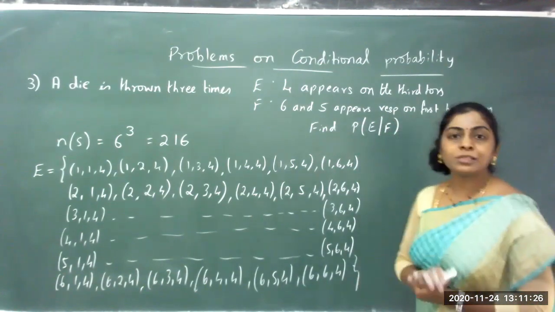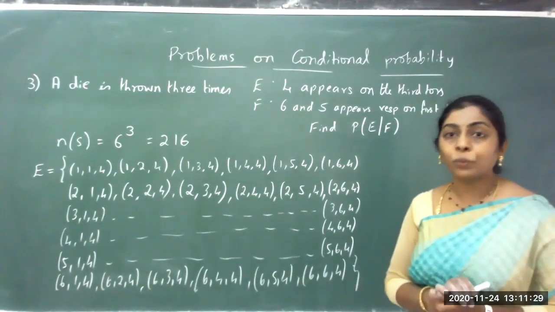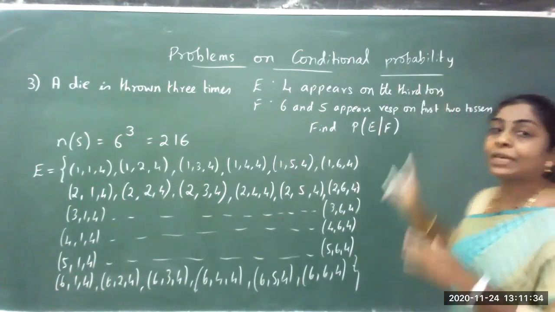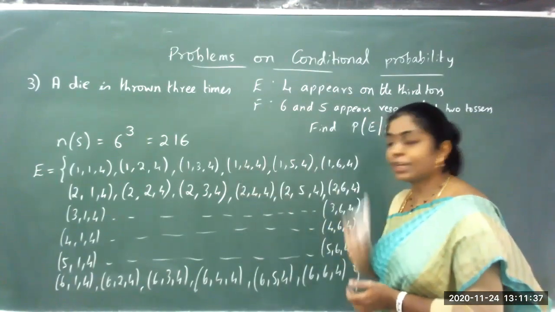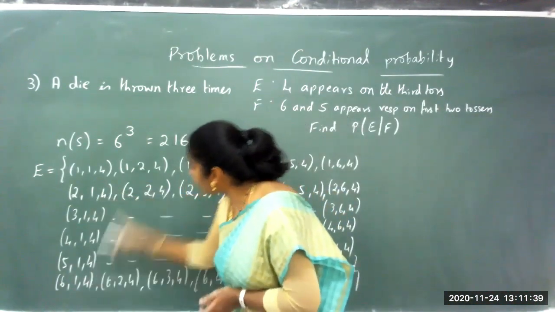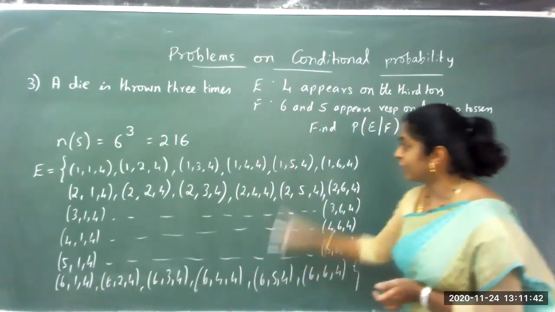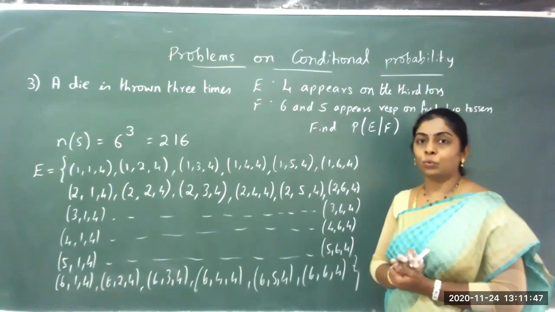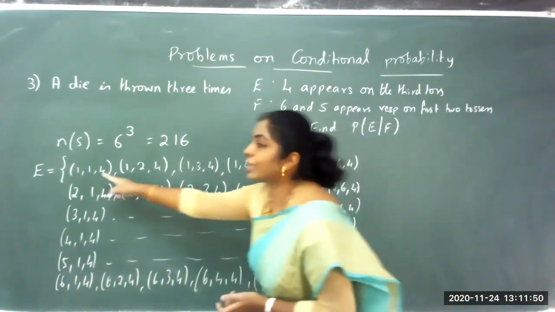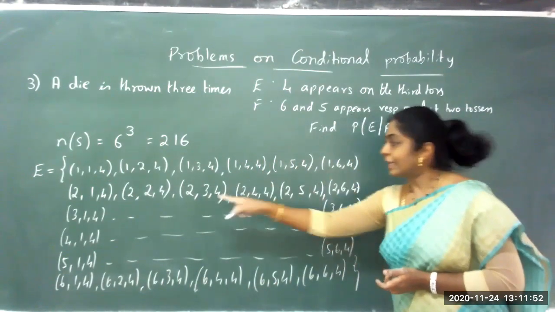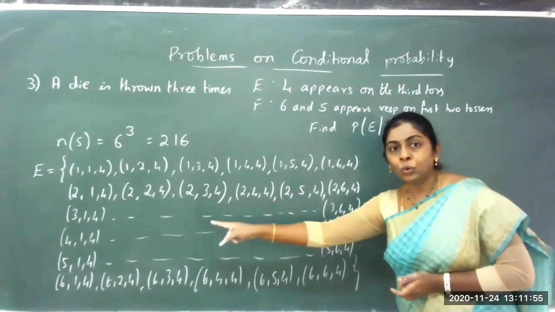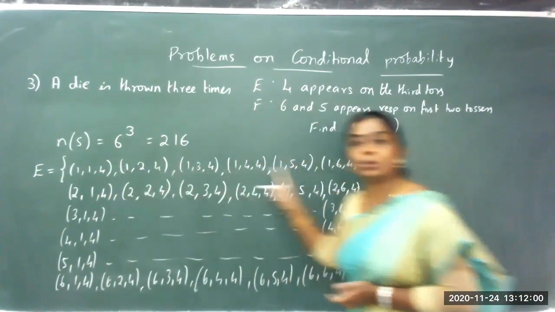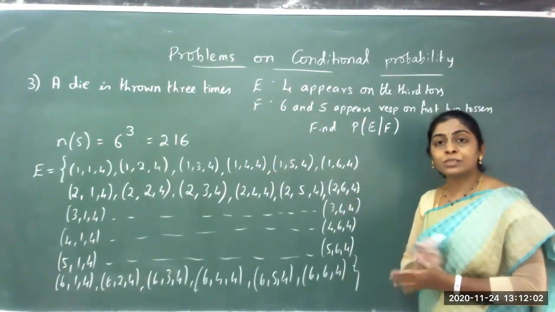So these are the possible cases I get when I consider the event E. What is event E? When 4 appears on the third toss. In each of the cases, you can see that the 4 is in the third toss. In the third toss, I have 4, whereas for the other two dice, in one case I considered 1, 1, then in the first die I considered 2, then 3, 4, 5, and I kept on changing the second die from 1 to 6. These are the possible cases.